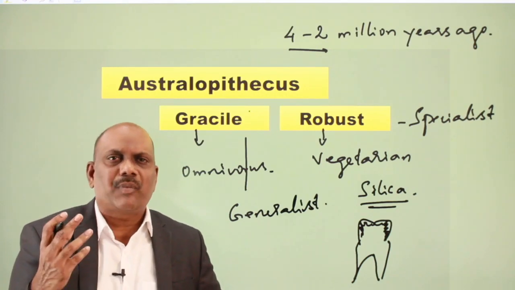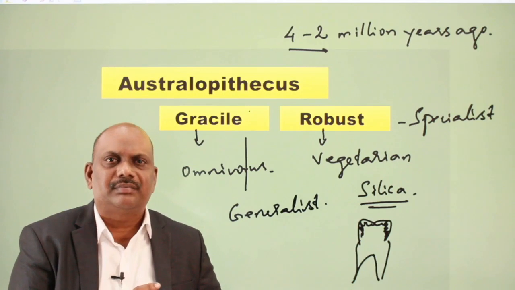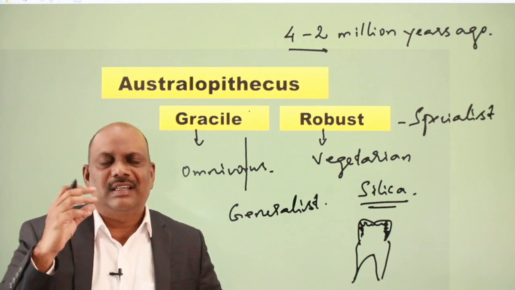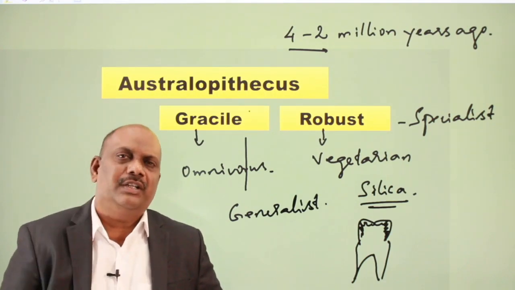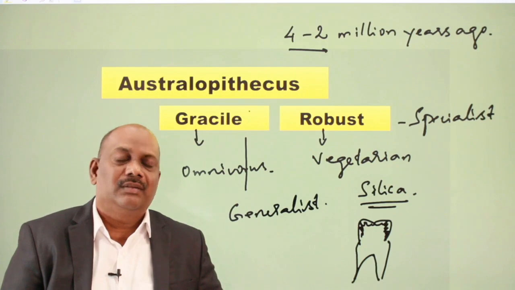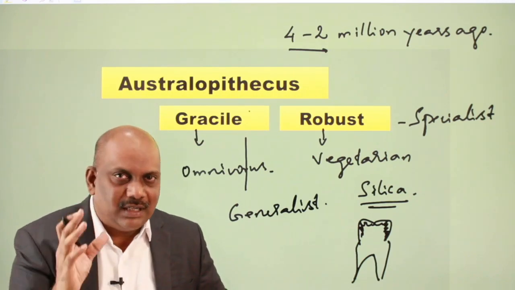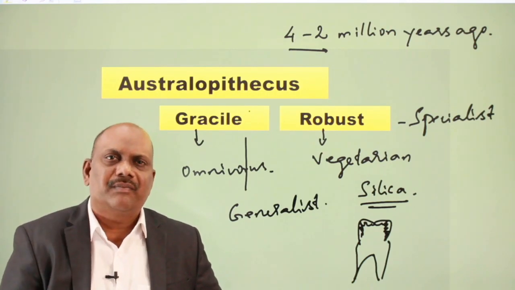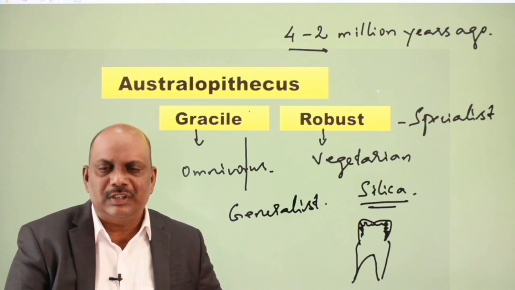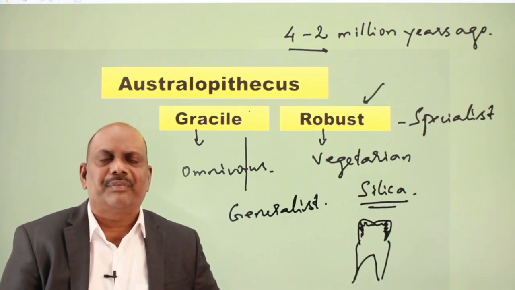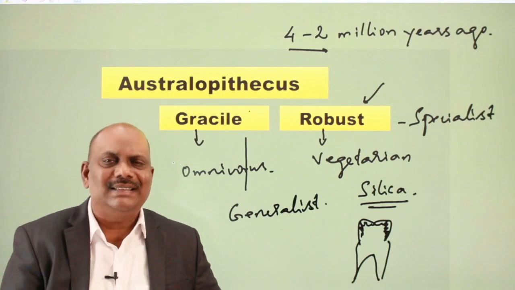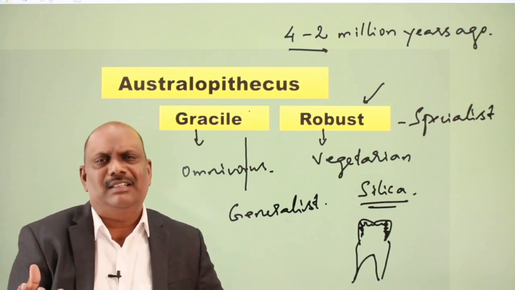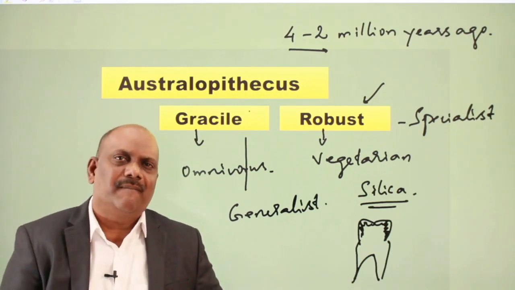As a result, there was a change in ecosystem. There was a change in vegetation. And the robust started facing food shortage. Sorry, robust were specialist, right? So robust started facing food shortage. There was some scarcity of resources for the robust to survive. On the other hand, gracile, as they were omnivorous, were capable of surviving somehow by eating meat or hunting something. They can eat something and they can survive.